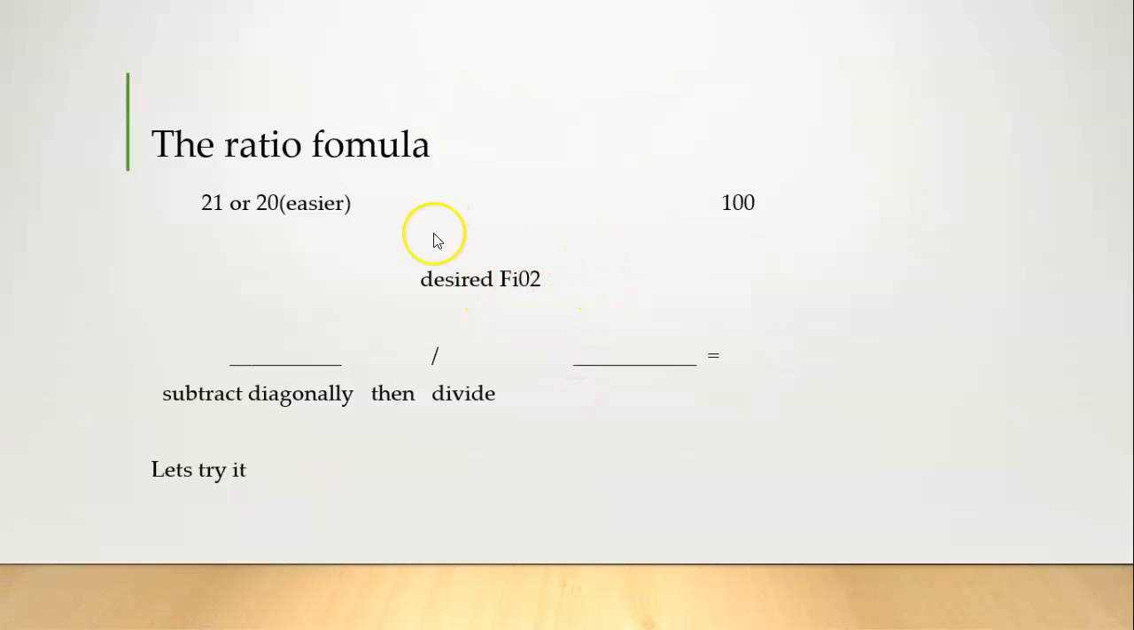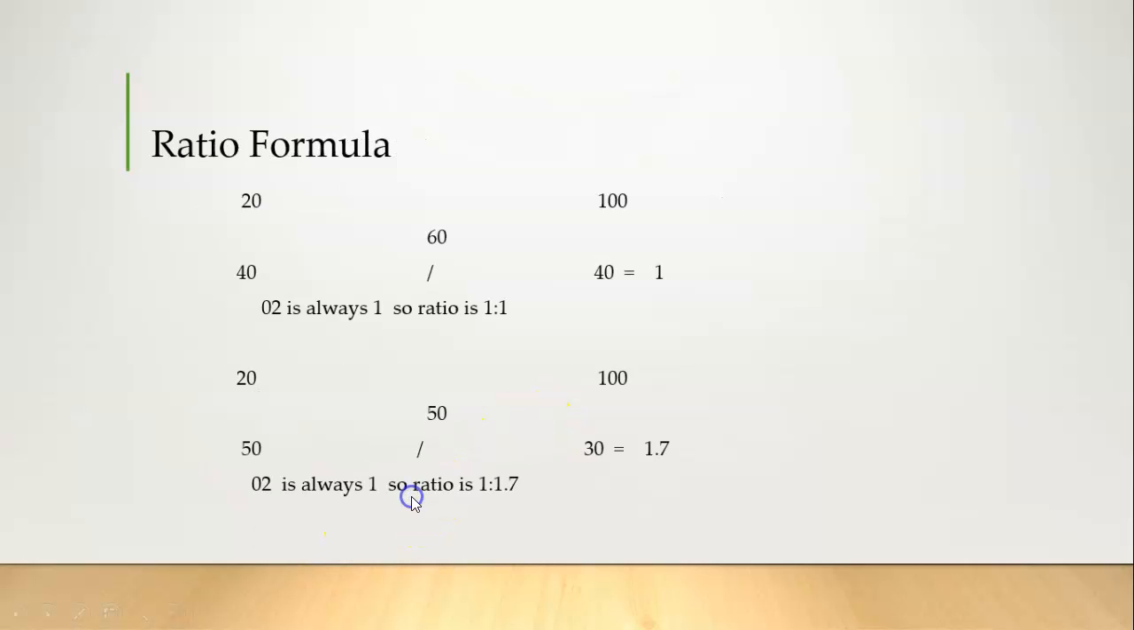And then you would subtract diagonally and then divide. So that looks like this. If you're 60% here, we've got 20, we've got 100, and this would be 40. Remember, we don't care about the minuses. And 60 from 100 is 40. 40 divided by 40 is 1. So O2 is always 1, so the ratio is 1 to 1. So this little formula finds out what the air part of the ratio is.